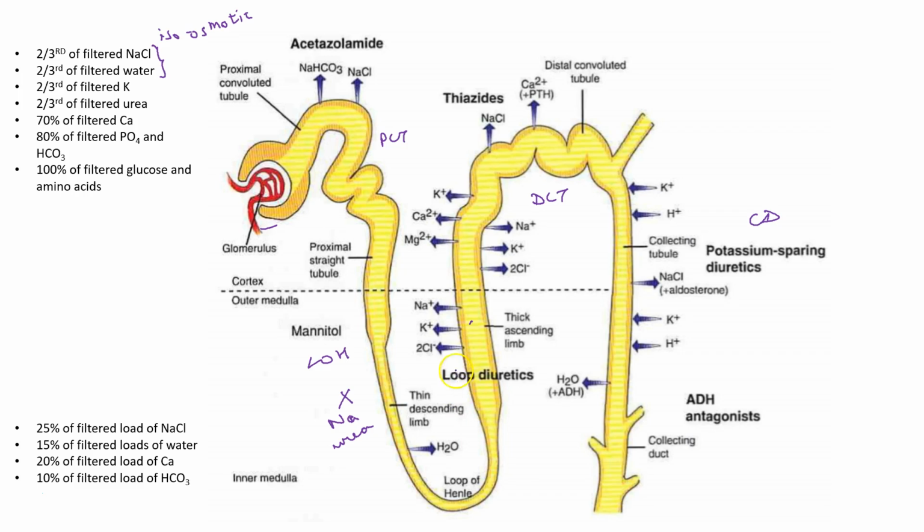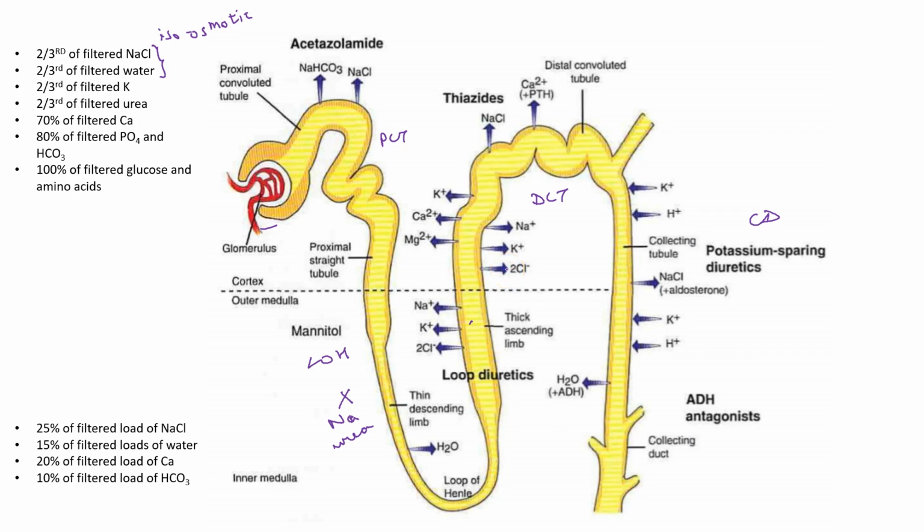At the thick ascending limb of loop of Henle, sodium potassium 2Cl co-transporter helps in reabsorption of these electrolytes. Also, calcium and magnesium reabsorption occurs at this level. Loop diuretics inhibit the sodium potassium chloride co-transporter.